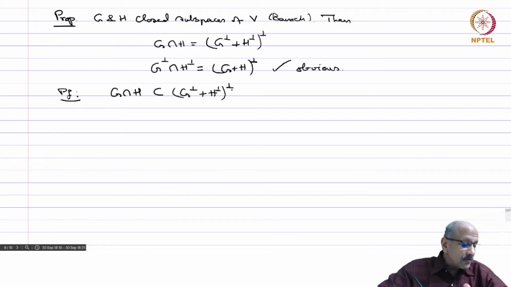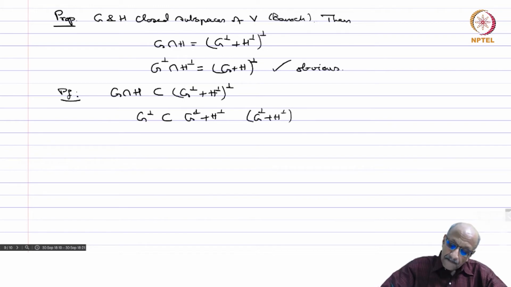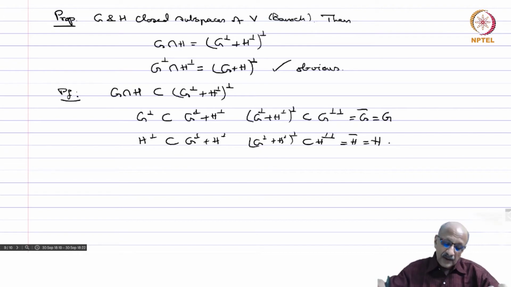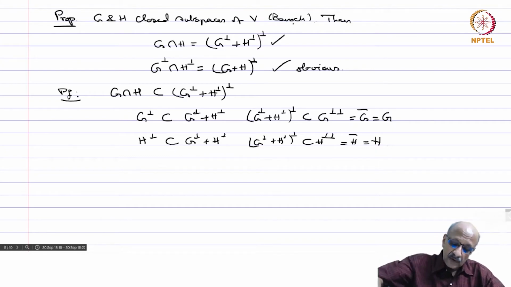Okay, now for the converse, we have that G perp is contained in G perp plus H perp, and therefore (G perp plus H perp) perp is contained in G perp perp, and that is G closure, and G is closed, so that is G. Similarly, H perp is contained in G perp plus H perp, so for the same reason (G perp plus H perp) perp is contained in H perp perp, which is H closure, which is H, and therefore the second relation is also true, namely the reverse inclusion, and therefore this is also proved.